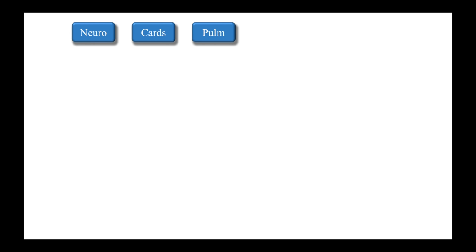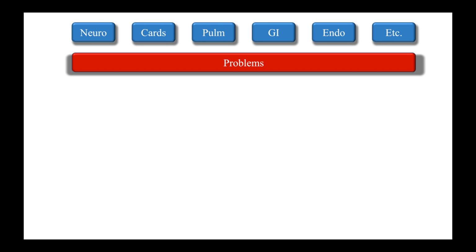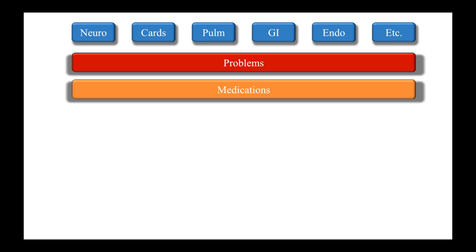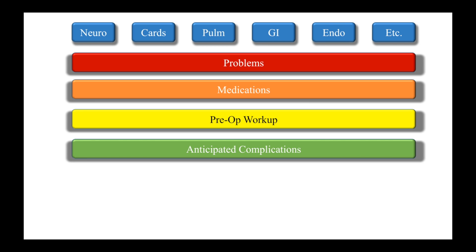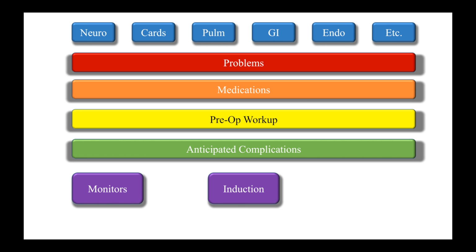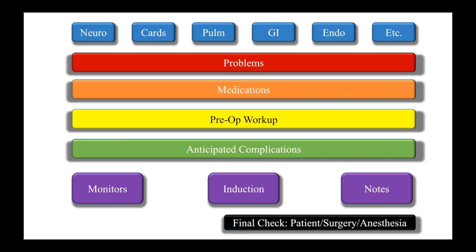Now we'll review the overall structure of the outline. First we break it down by system. So there's neuro, cardiac, pulmonary, GI, endo, and miscellaneous. This section for her would be pregnancy. If, for example, she were getting a kidney transplant instead, this would be the renal system. Then we further break it down by problems, medications, preoperative workup, anticipated complications, monitors, induction, notes, and then a final check.